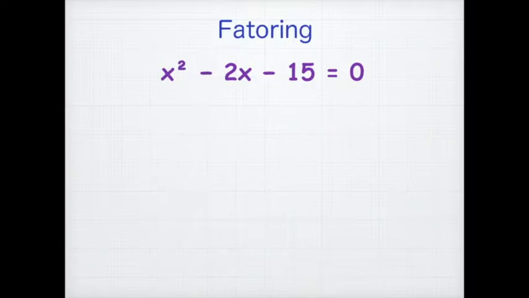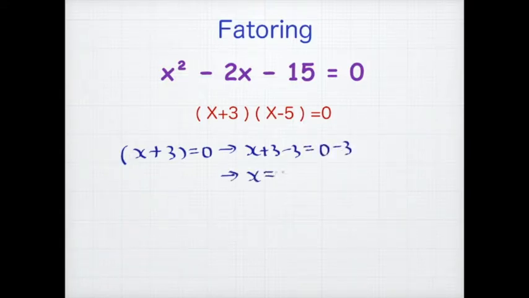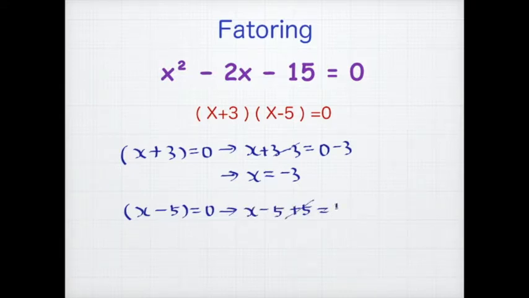And our equation can be written as x plus 3 times x minus 5 equal to 0. Now, if either of the terms x minus 5 or x plus 3 is 0, the product is 0. In order to get the x value, we need to subtract positive 3 on both sides, so x will equal negative 3. And we do the same thing for x minus 5 equals 0. Now we need to add positive 5 on both sides, so x will equal positive 5.